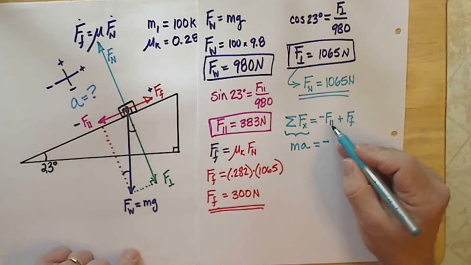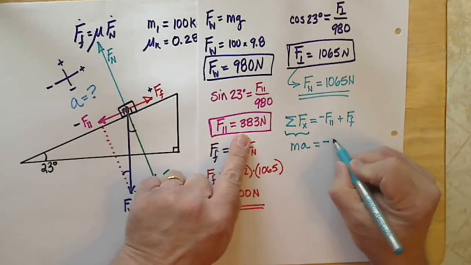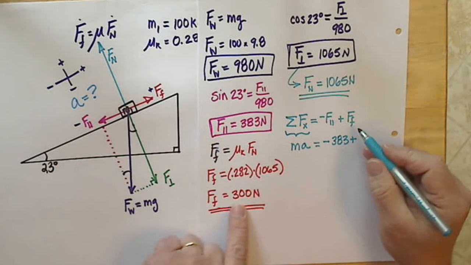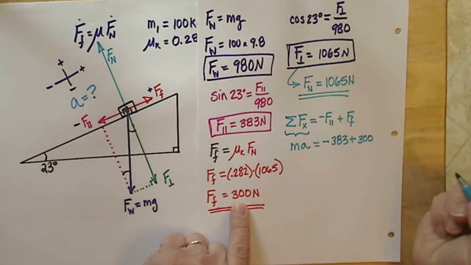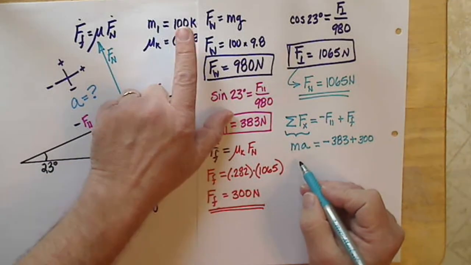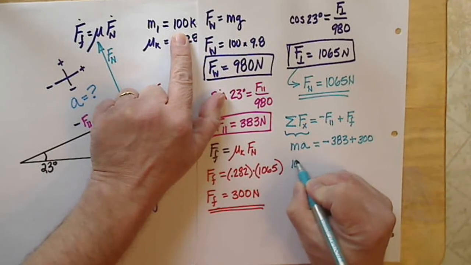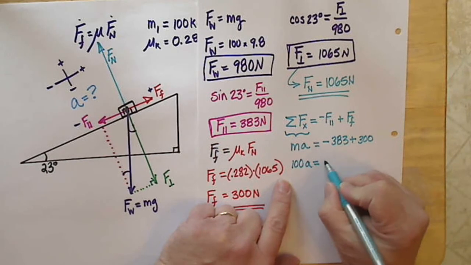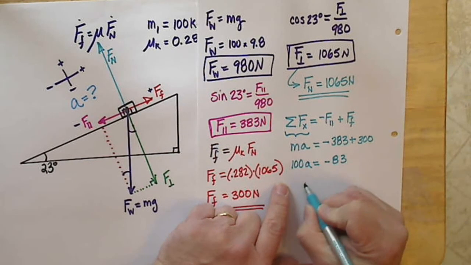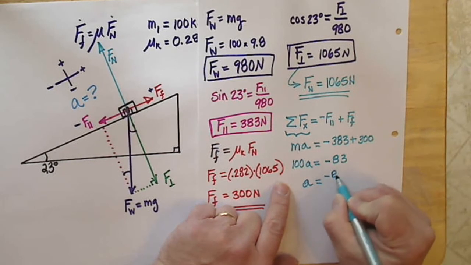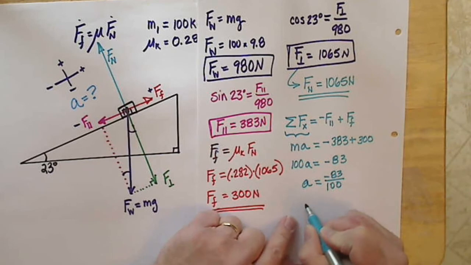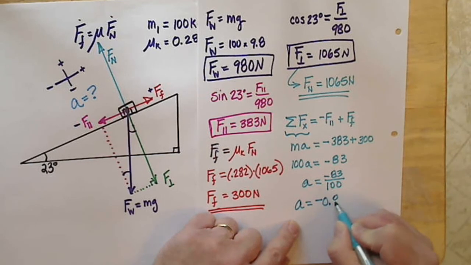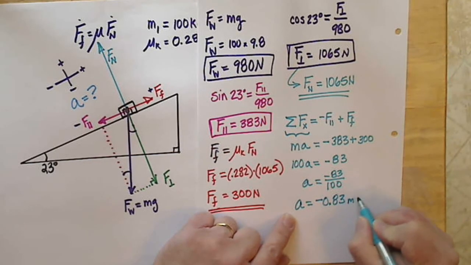All right, let's plug some of these numbers in. Negative force parallel, which is right there, negative 383, plus the force of friction, which we found down here to be 300. And we can also put our mass in now. Remember, our mass over here was 100 kilograms. So this is 100 times the acceleration. Negative 383 plus 300, of course, is just negative 83. And then when you solve for a, you're going to have negative 83 divided by 100. And our acceleration is going to be negative 0.83. And the units are meters per second squared.